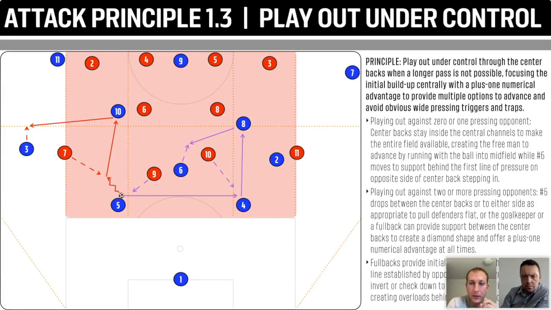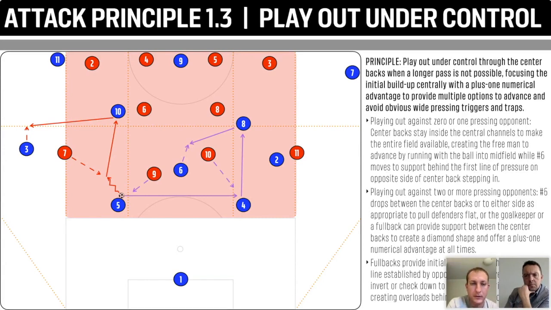All right, well, the coaching points. So we need to focus the build up centrally. Okay, there needs to be a +1 numerical advantage. And again, multiple options. So we talked about having options to advance. And the reason why we want to play centrally instead of wide is to avoid the obvious wide pressing triggers and traps. I think it's probably one of the most basic ones that anybody has now. Ball goes wide to the left back, the right winger cuts it off, the striker cuts the field in half, and now you're trapped. So to avoid that. And then from there, I guess these are the sub principles. How do you play out against 0 or 1 pressing opponents?